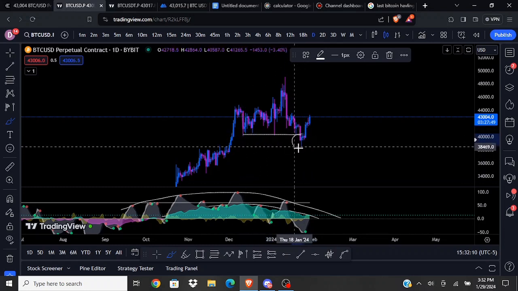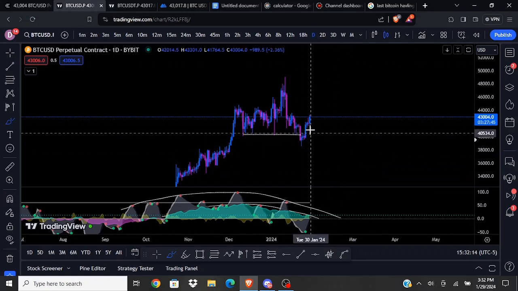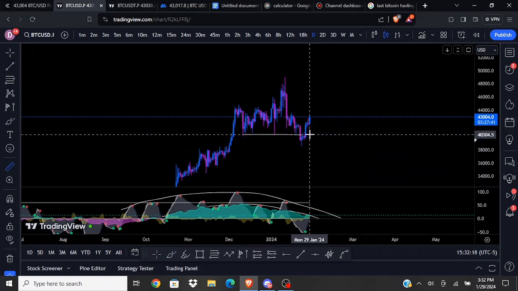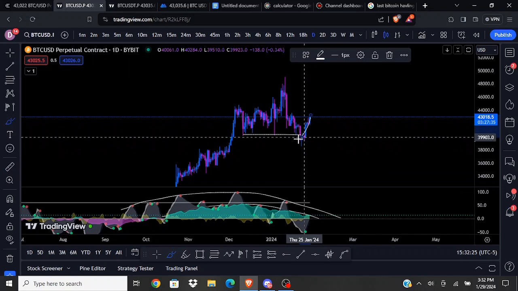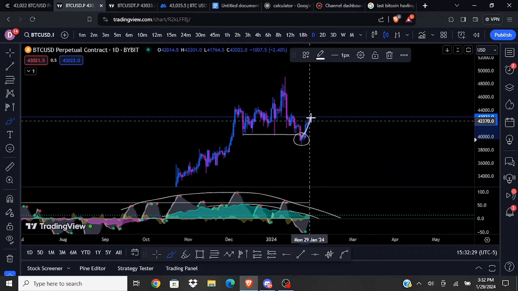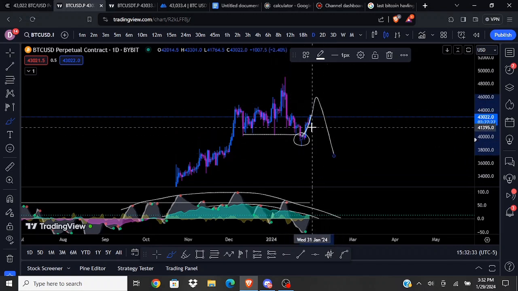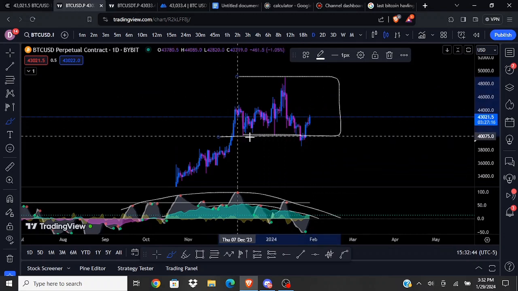So we have lost the range low. We did close a daily candle below it, but it is not looking like a very significant close. I'm not really sold on it yet, especially since price is now pulling back up into this range. Now, we did technically get the close, so maybe Bitcoin just wants to retrace and put in a lower high very quickly. That is possible. Or maybe this is saying that Bitcoin just wants to continue trading within this range.